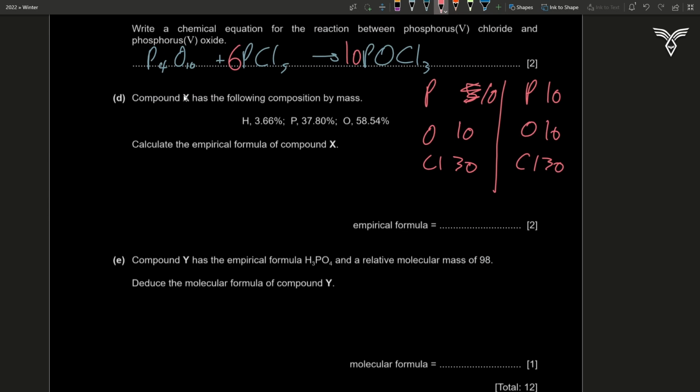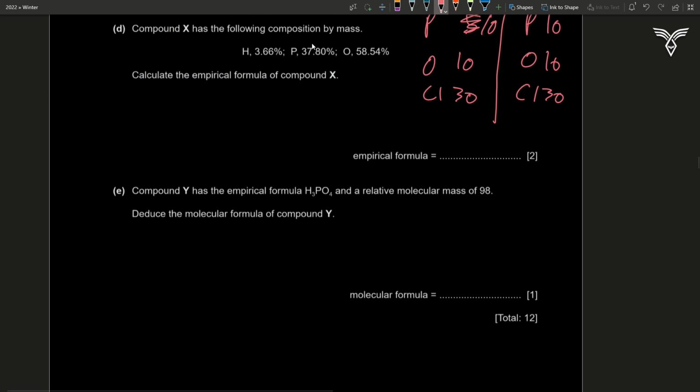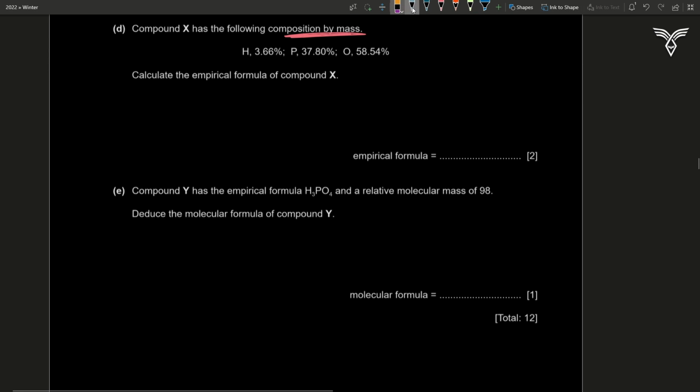طيب Part D. Compound X has the following composition by mass. Calculate the empirical formula of compound X. ماشي. لما يكون مديك ال composition by mass، أنت هتعمل حاجة واحدة. بكل بساطة أنت هتجيب المولر ratios، هتجيب المولز بتاعت each one of those، how many moles are present.